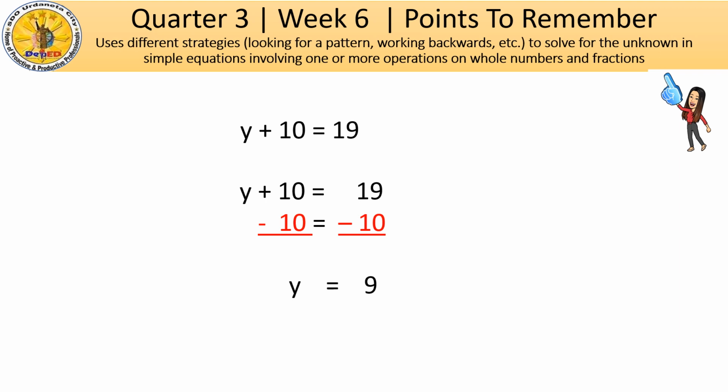We have another example of an equation. y plus 10 is equal to 19. Applying the subtraction property of equality, we can always subtract the same quantity or number from both sides of the equation to find the value of y. So the value of y is equal to 9.